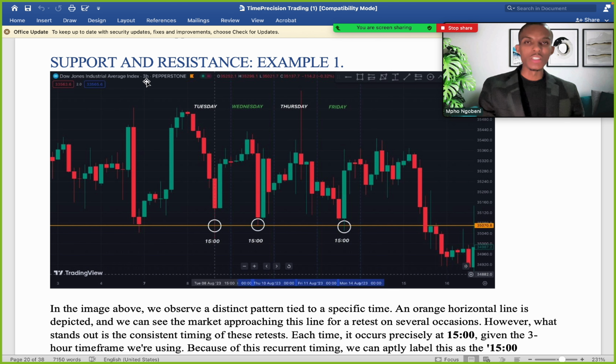I used the 3-hour time frame. If you check here, this is a clear support level, because the market rejected there, came back, rejected there, rejected there again, then finally broke, then came for a retest, and then continued for sells. But that's not enough. As much as you can see that this is a support, we now use time precision trading, and we try to understand at what time we rejected that support level.